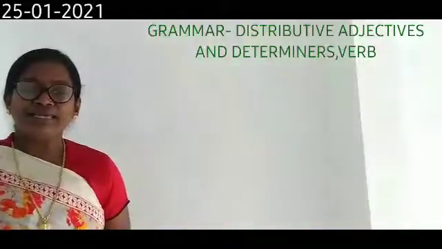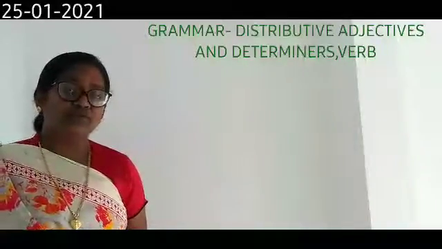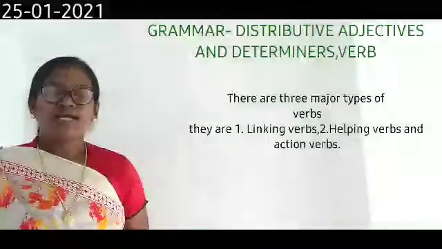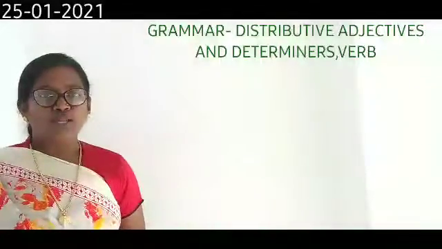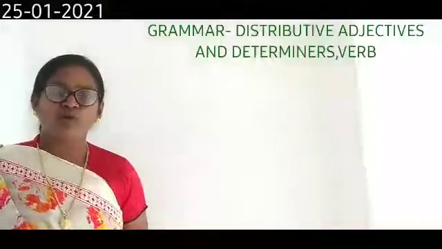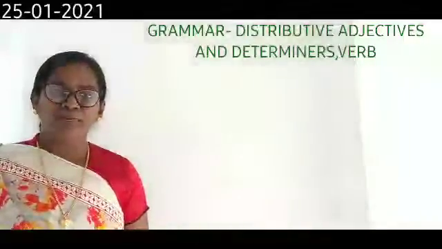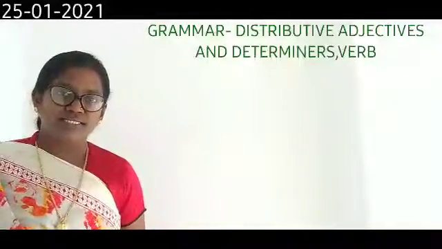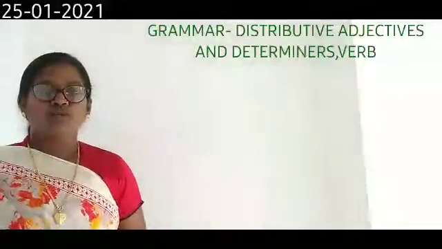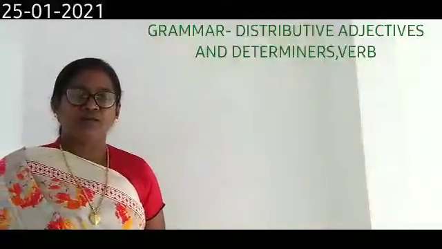There are three major types of verbs we can say: linking verbs, helping verbs, and action verbs. All action verbs are main verbs only. And then there are linking verbs and helping verbs. Try to understand the difference between linking verbs and helping verbs. What is the difference between the linking verb and the helping verb?